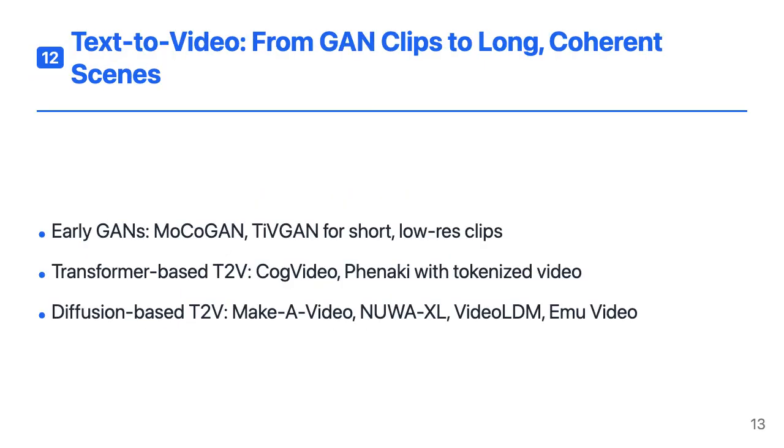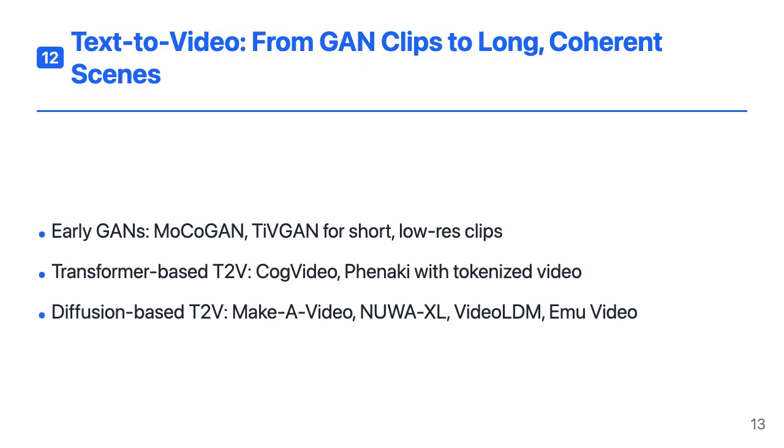Video generation started with GAN-based models like MoCoGAN and TiVGAN, which could produce short, low-resolution clips by separating content from motion or by extending frames over time. As in images, transformers and diffusion models soon took over.